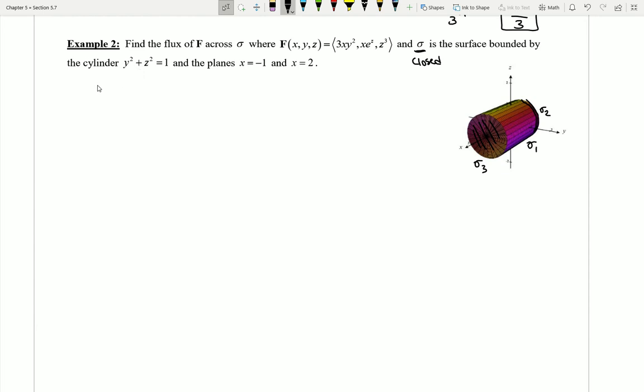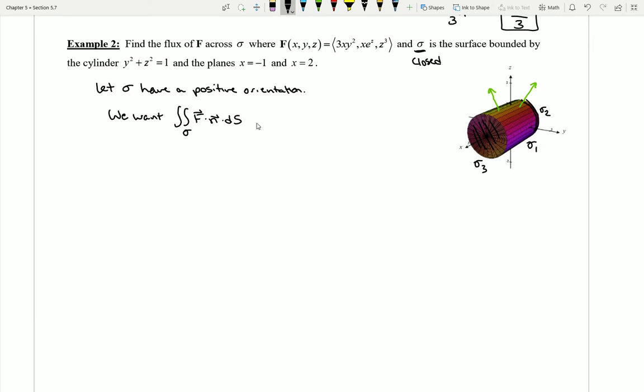Let's assume that sigma here is going to have a positive orientation. So let sigma have a positive orientation. Remember, for a closed surface, that means I have vectors that are pointing out from this. Okay, so if I assume that this is going to have a positive orientation, we're going to try to calculate the flux integral over sigma, so that's F dot n dS. That's what I would like to compute.